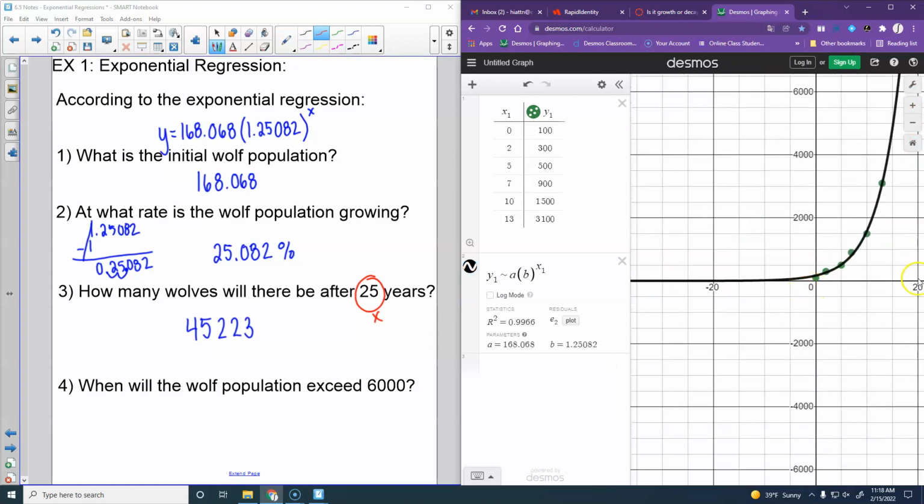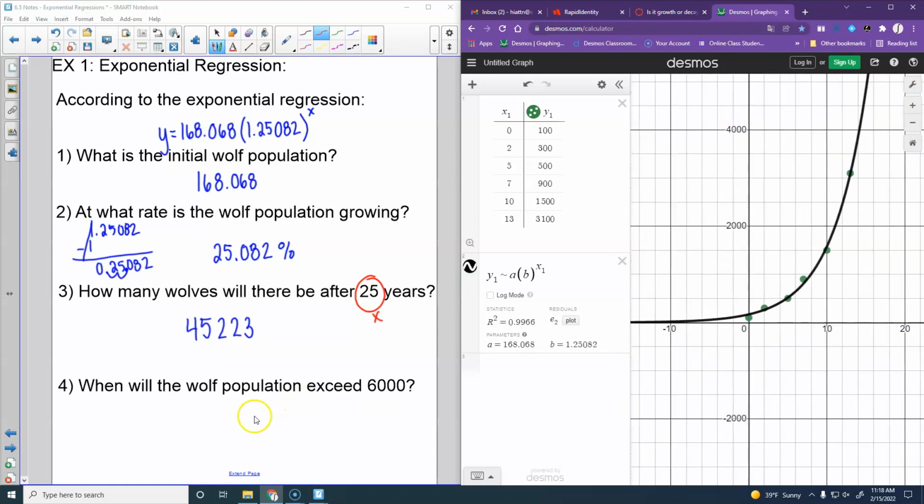Zoom in to where I was at. Okay. Now, the second one we don't have a choice here, though, because we don't know how to solve this by hand if we are going to see when the population will exceed 6,000. So, Katie, what should I do to figure out when the population is going to exceed 6,000?